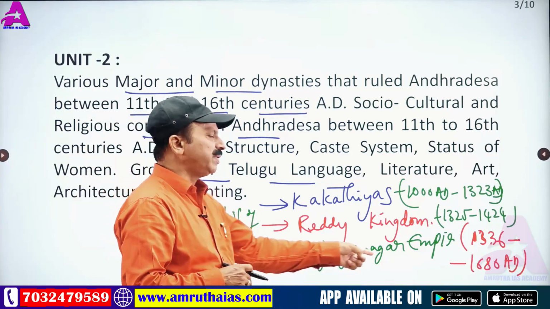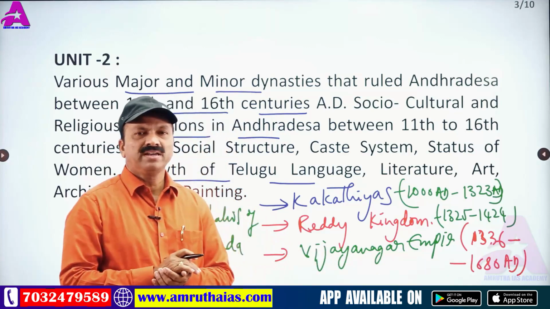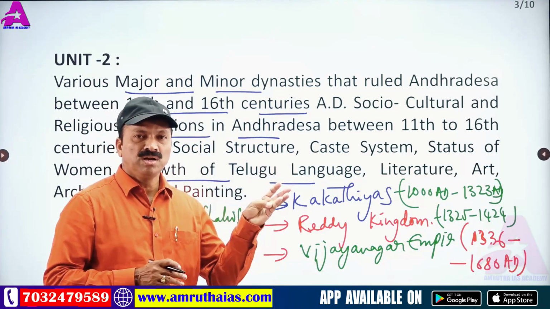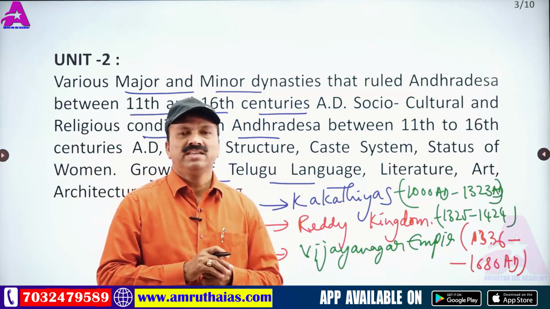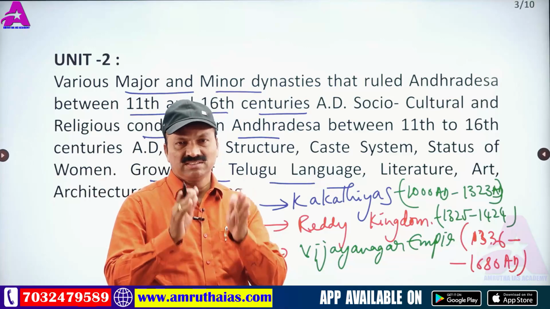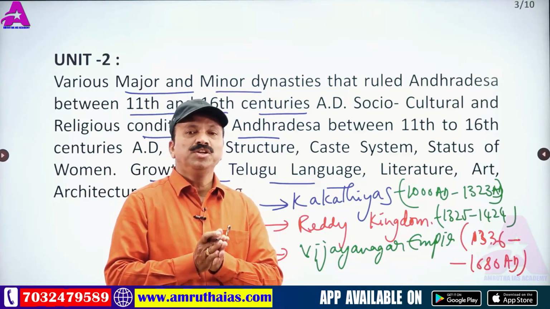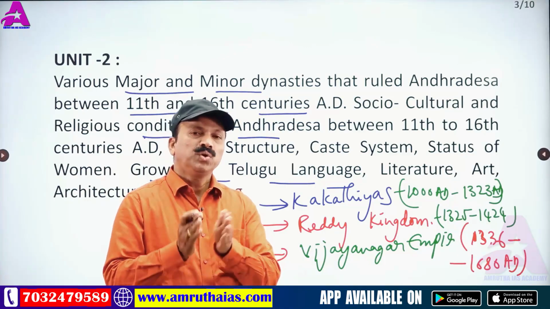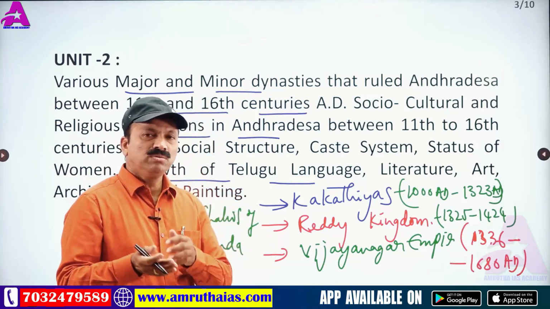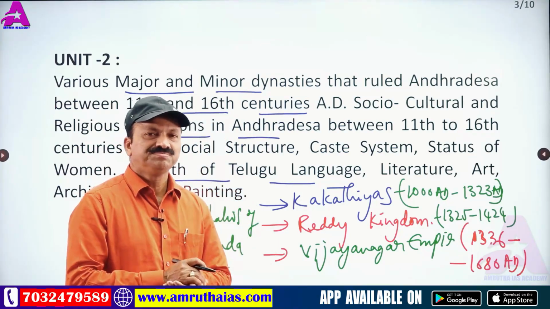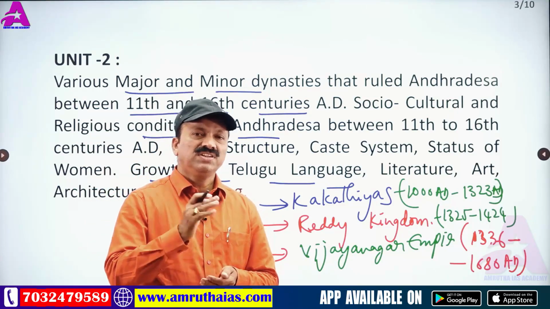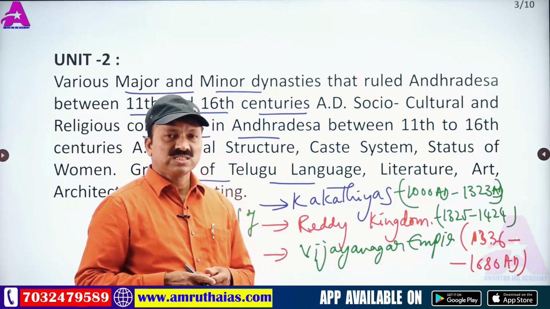The Vijayanagara Empire, I told you, was administered by four dynasties: Sangama, Saluva, Tuluva, and Araviti. The Sangama dynasty started in 1336 and continued till 1485. From 1485 to 1505, the second dynasty Saluva. The Tuluva dynasty started in 1505 till 1570. Then 1570 to 1680, the last dynasty.